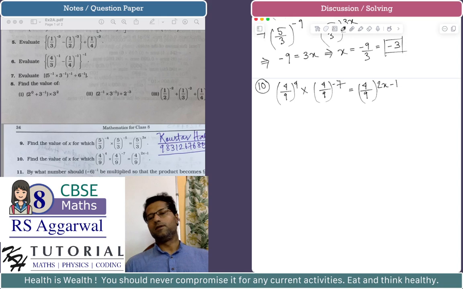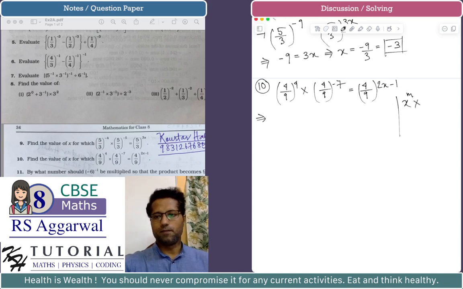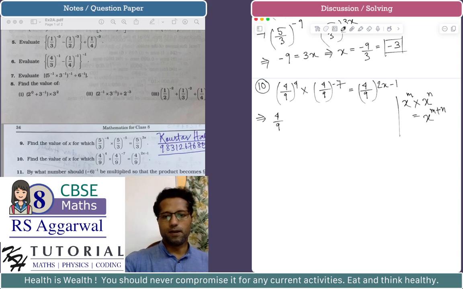So we can see clearly that on the right hand side the base is 4/9 and the power is unknown, so definitely we have to make the base on both sides equal. On the left hand side, applying the laws of exponents, that is x^m multiplied by x^n is equal to x^(m+n), we get (4/9)^(4+(-7)) is equal to (4/9)^(2x-1).